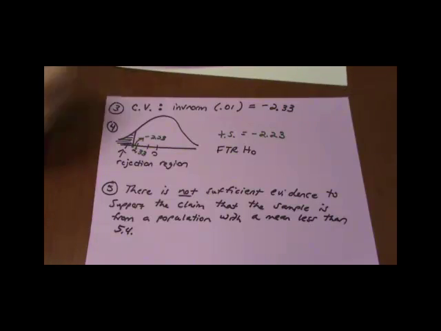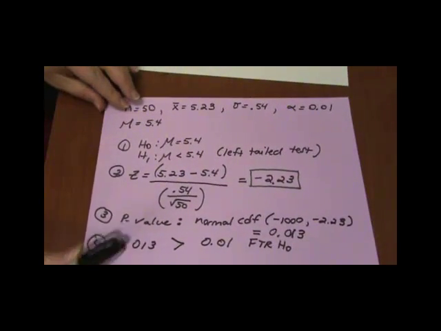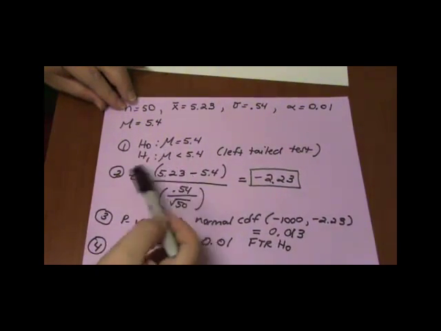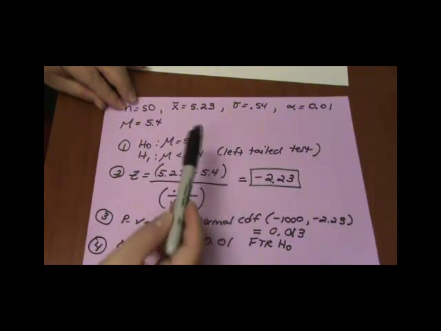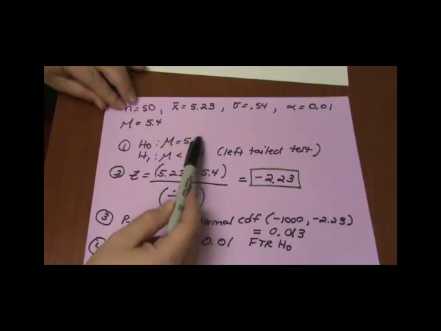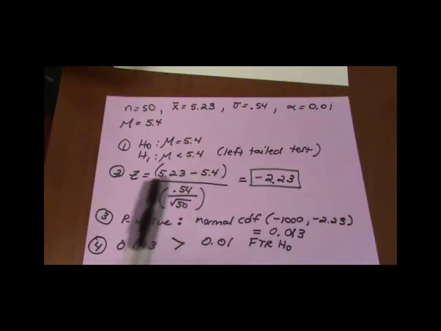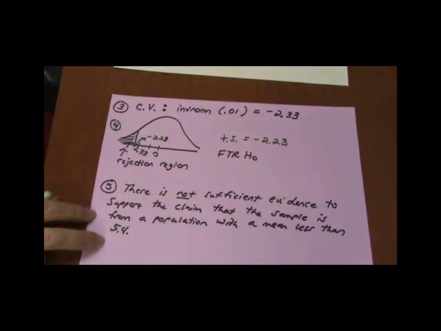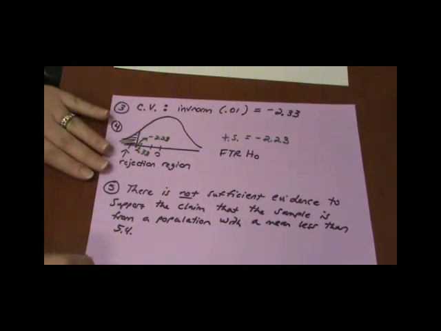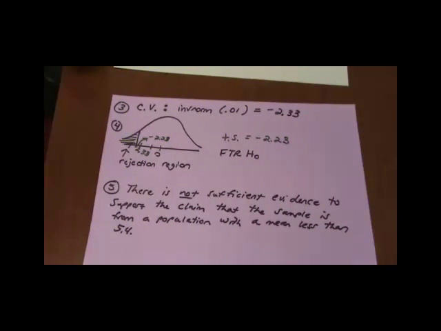Notice I'm saying not enough information to support the claim. Well, if you go back to the beginning, where was our claim? Our claim is actually in your alternative hypothesis. So because I'm failing to reject the null, I'm saying that this could possibly be true, so that I know the alternative is not supported. So I'm saying there's not enough evidence to support this, which is what we're saying in our claim. So again, there's not sufficient evidence to support the claim that the sample is from a population with a mean less than 5.4. Okay, this is a left-tailed test.